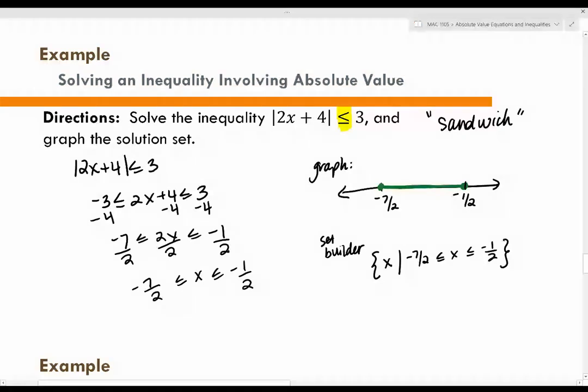Okay, and our last notation is interval notation. And we're always going to think about Mario standing on our solution set. So the farthest to the left he is negative 7 over 2. That's a closed circle this time. So we're going to put a bracket. And he walks all the way until he gets to negative 1/2. And once again, we're going to put a bracket. Cool. I hope this makes sense.